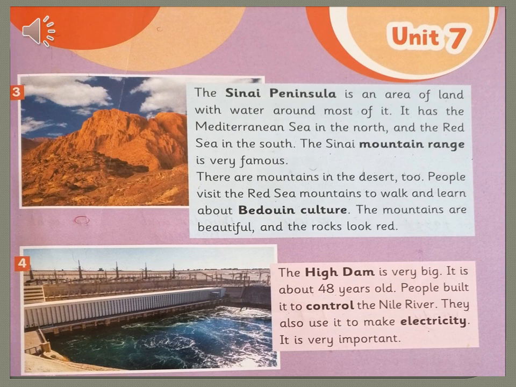So the third place we have here is the Sinai Peninsula, which is an area of land with water around most of it. It has the two seas, the Mediterranean Sea in the north and the Red Sea in the south. It also has the Sinai mountain range. By mountain range we mean a group of mountains. The Sinai mountain range is very famous. People can visit the Red Sea mountains to walk and learn about Bedouin culture. People who live there, we call them Bedouins.